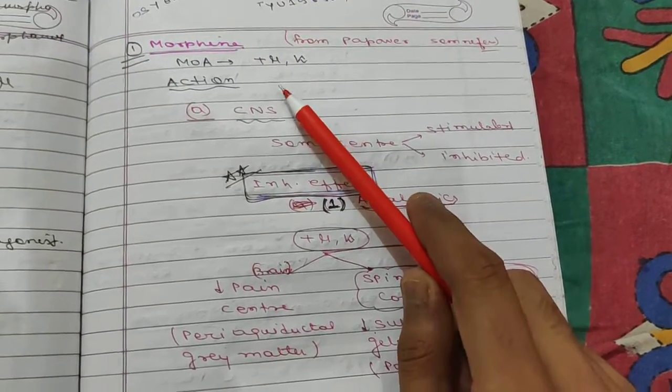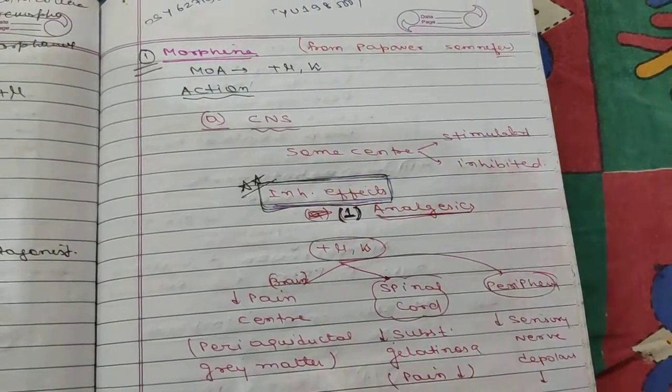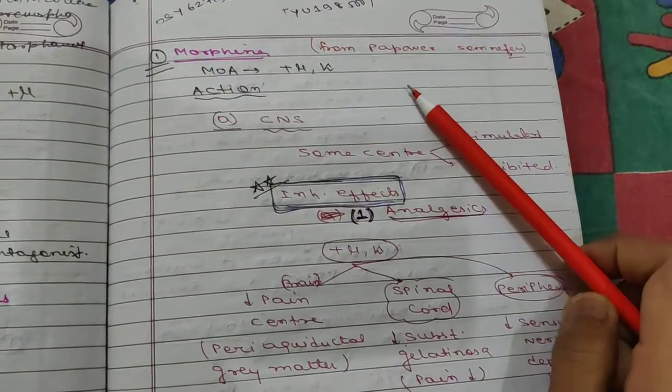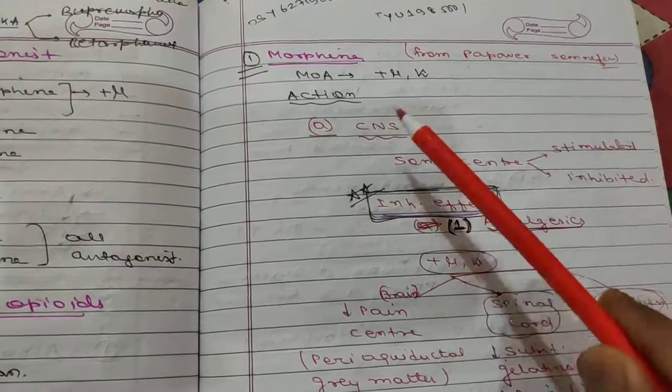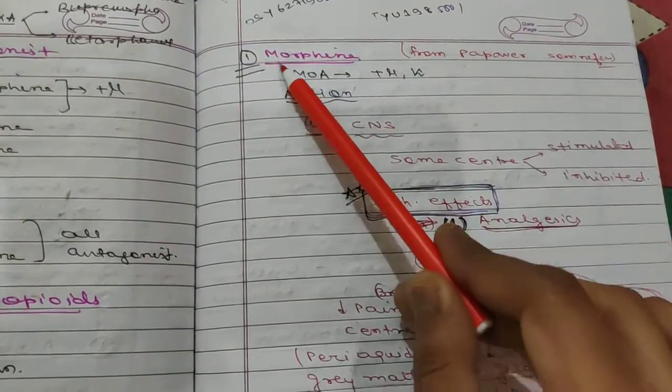So hello friends, this is our video on morphine. In the previous video we discussed the classification of opioids, their receptors, and their actions. Now in this video we are starting with the first, and the most important, morphine.